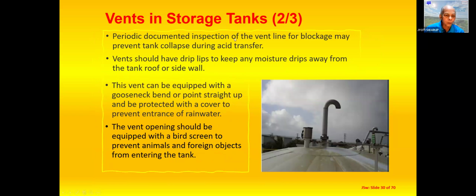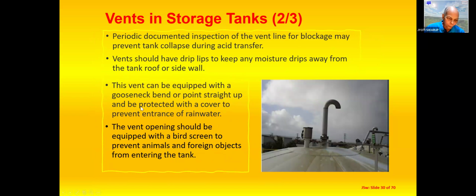Now, periodic documented inspection of the vent line for blockage may prevent tank collapse during acid transfer, because when you are extracting the acid, the air has to go inside. When you are loading the tank, the air has to go out. So the vent has to be open all the time, and if it is not open, then it could create a problem of pressure or vacuum.